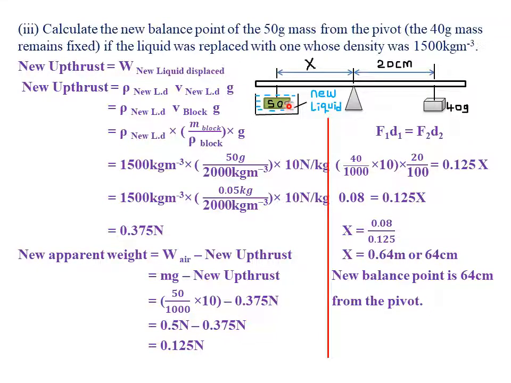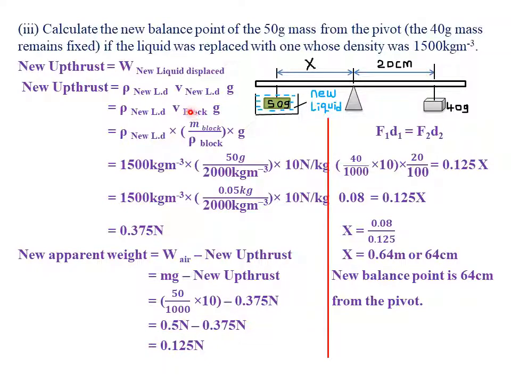Because the 50 gram mass was totally immersed in the new liquid, it simply means that the volume of the 50 gram mass will be equal to the volume of the new liquid displaced. Therefore, the volume of the new liquid displaced will be equal to the volume of the block because the block is totally immersed in that liquid. Remember, volume is the amount of space occupied by a body. Therefore, the space that the 50 gram mass occupies will just be equal to the space that has been left by the new liquid displaced. That is why we are saying that the volume of the new liquid displaced will be equal to the volume of the block because the block was totally immersed in that new liquid.